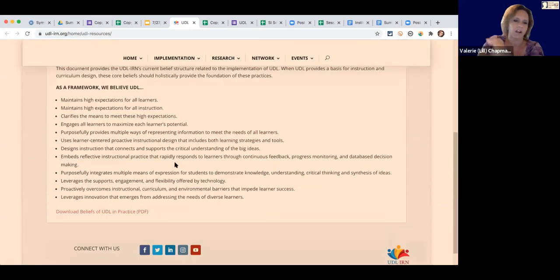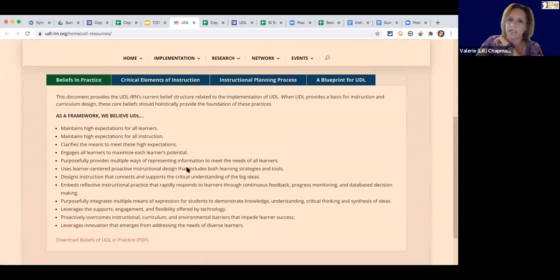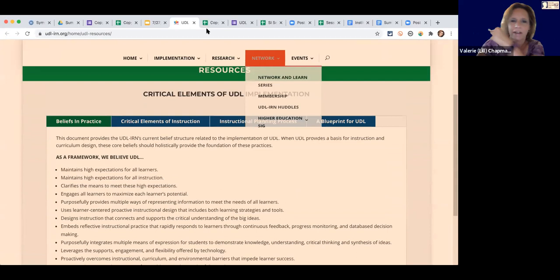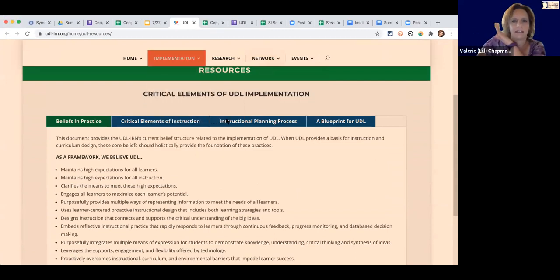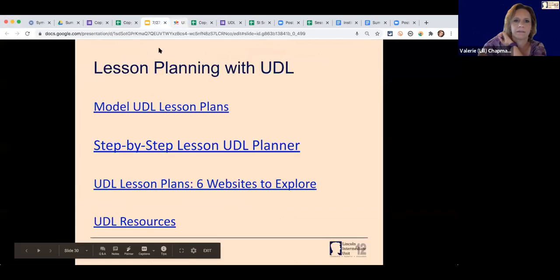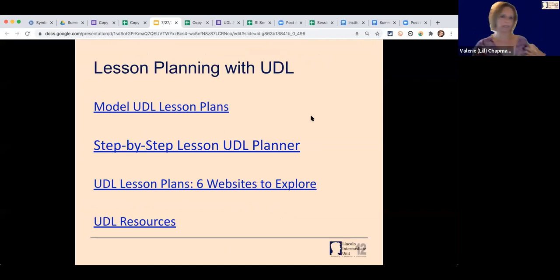But again, you can download Beliefs and Practices in UDL, and there's a PDF. I'm not going to do that, but you know how to download a PDF. So that's just another resource for you, because it can be overwhelming. Like, okay, I'm doing all these things, or I've been doing everything wrong all along. I don't want anybody to think that.